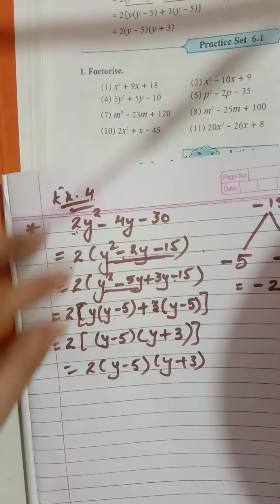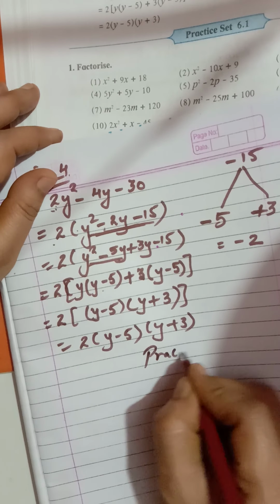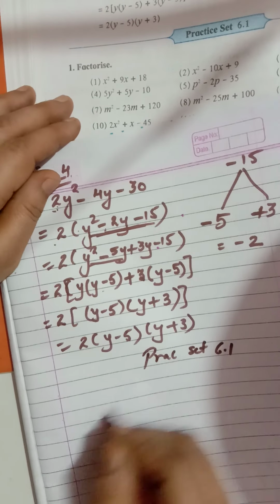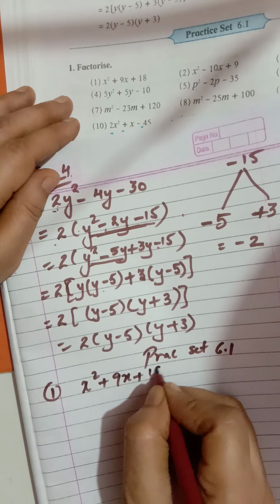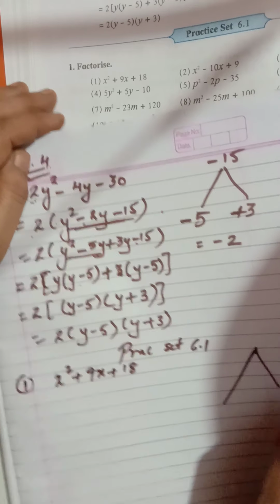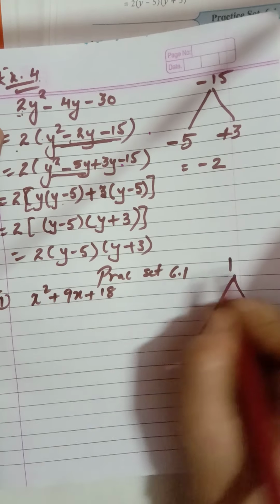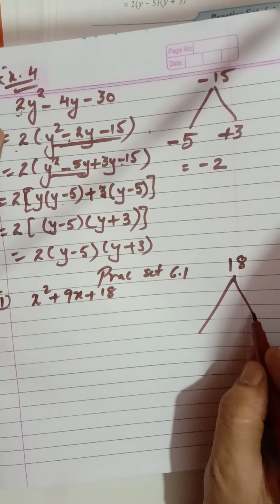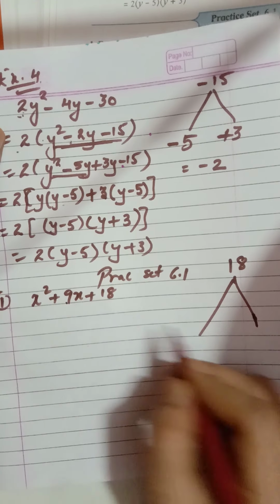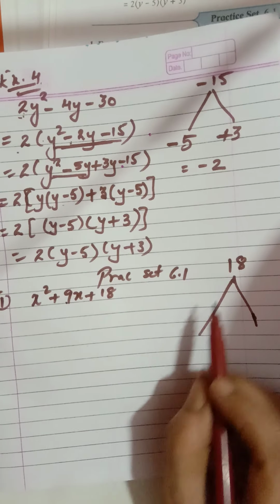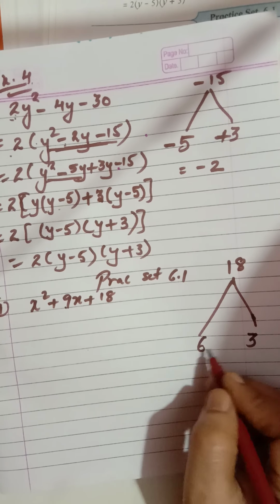Now let's start with the practice set 6.1, children. Practice set, let us start with practice set 6.1. Factorize. First question is x square plus 9x plus 18, children. So what is your product? Product is 1 into 18 is 18 and your middle term is plus 9. That means sum is 9, product is 18. And what are the factors of this? We can have 6 3s are 18 and 6 plus 3.